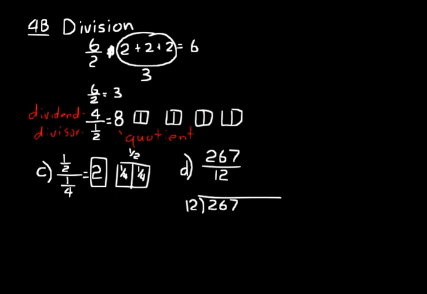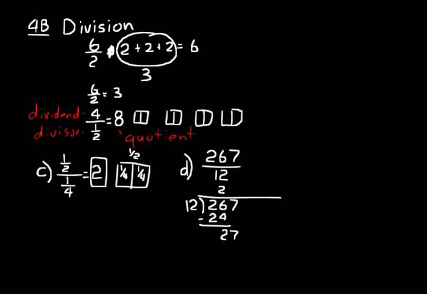First, we just look at the 2. Can 12 go into 2? No. 12 times no whole number equals 2. 12 can go into 26 2 times, because 12 times 2 is 24. And so we write the 24 down here, do subtraction, and we end up with 2. Then we bring down the 7.